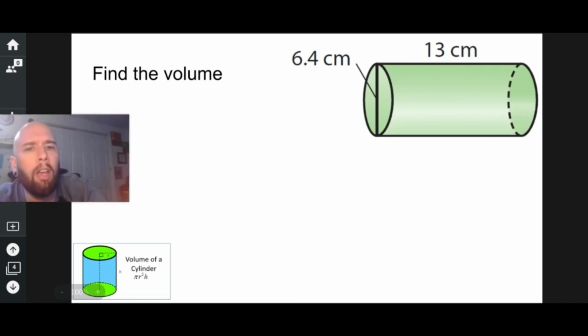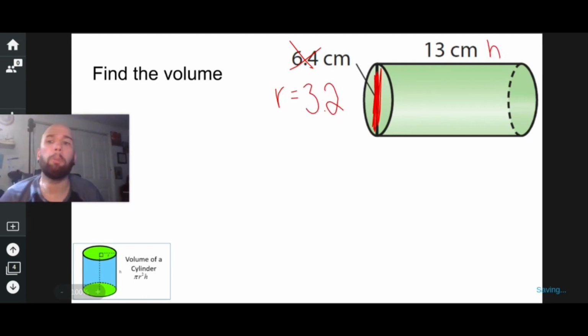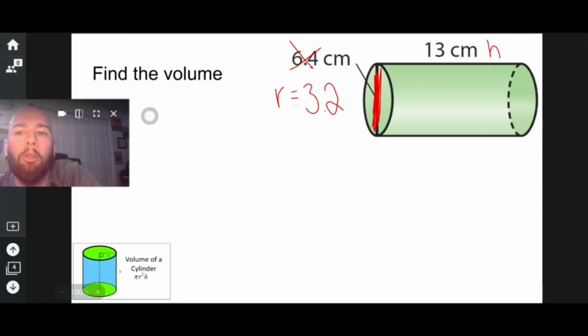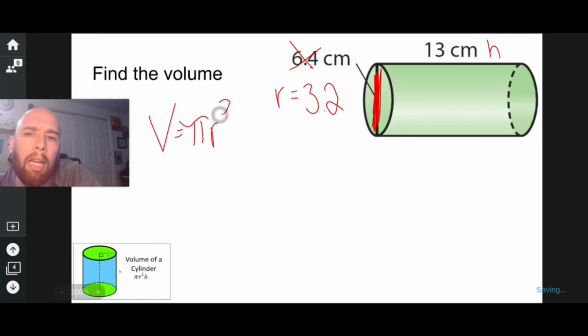First things first, is that a radius right there? Nope, that's a diameter. The radius is going to be half that. So that's my diameter. My radius is going to be 3.2 centimeters. My height is going to be 13. So I'm just going to use red for the rest of this. Volume is pi r squared h. That's the volume of a cylinder.